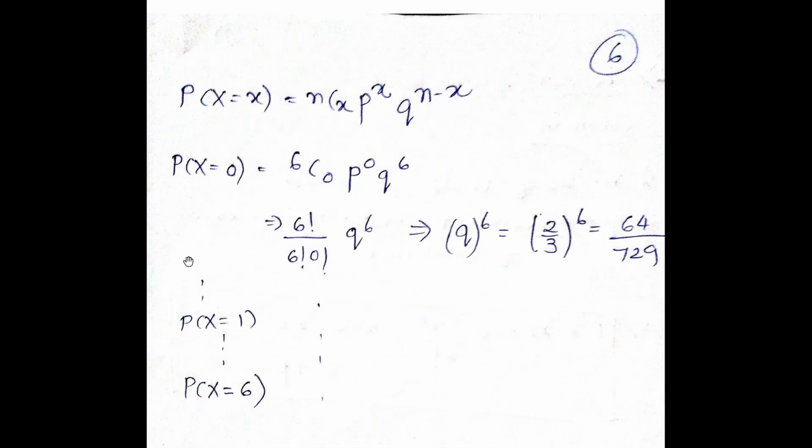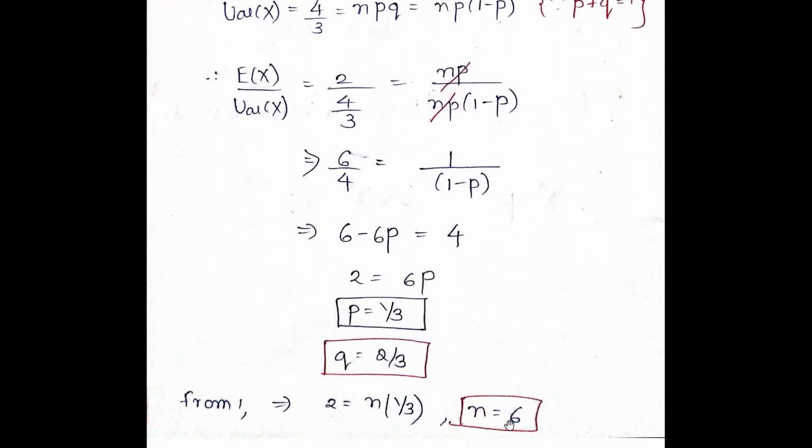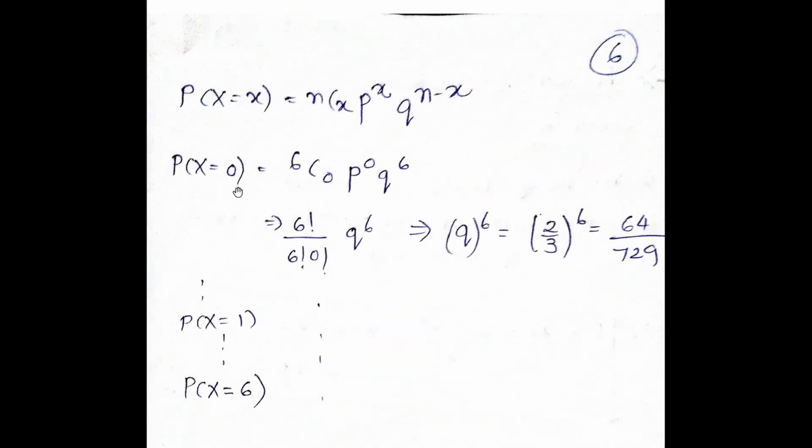So you start from 0 to 5. It's not 6. The total number of times is 6, right? n is equal to 6. So it will start from x is equal to 0 to x is equal to 5: 0, 1, 2, 3, 4, 5, which is 6 times.